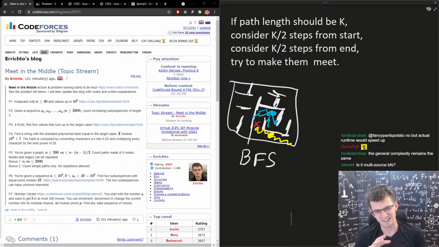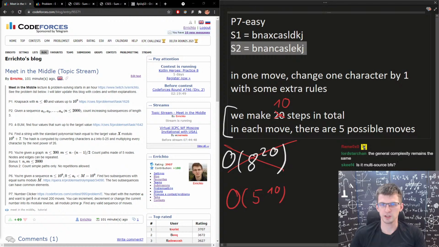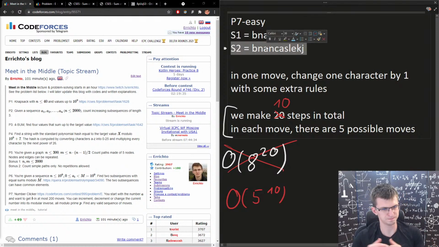Multi-source BFS? Kind of. You can think about it as multi-source BFS, but then you need to be careful there for every node to remember what was the source node. So in P7, if we need to get from one string to the other, always there is a small number of moves possible, and the total path will be again small in length. Then make some moves from the start, make some moves from the end, and make them meet.